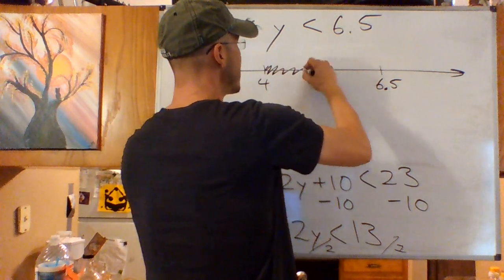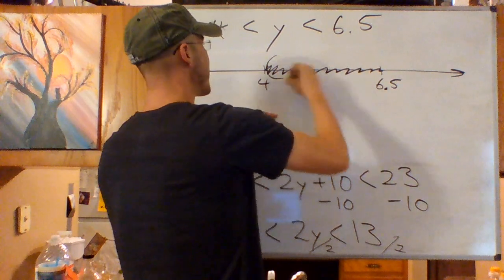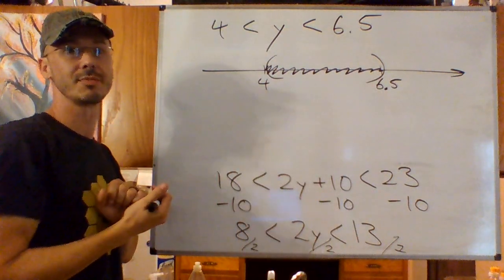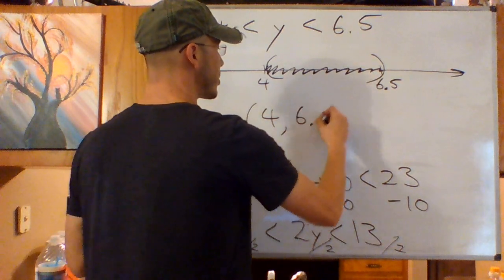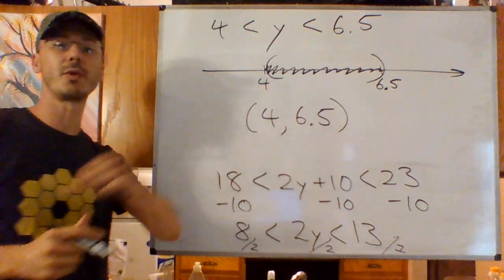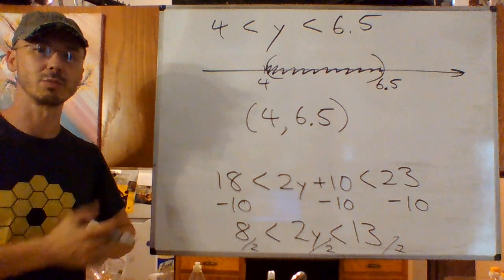But for this one, it's between 4 and 6.5 with parentheses. And the interval notation is also between 4 and 6.5 with parentheses.